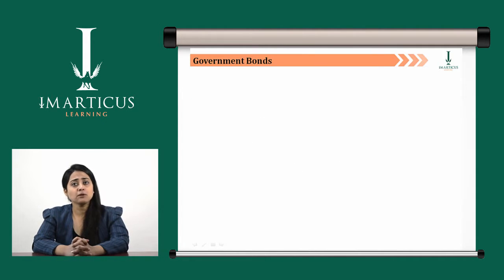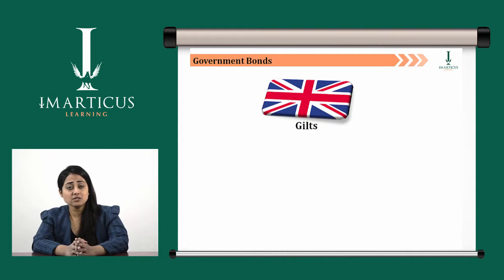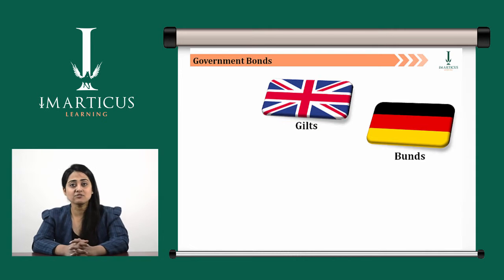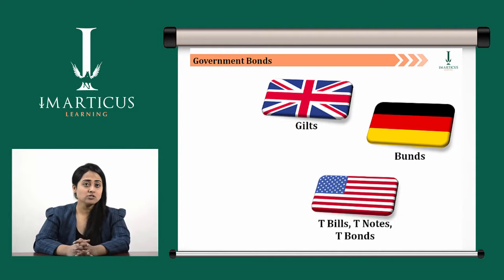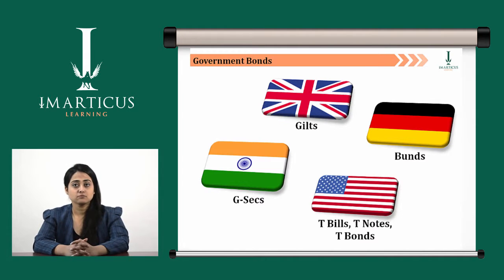Government bonds can be known by many names depending on which government issues them. For instance, UK bonds are known as gilts, German bonds are known as bunds, US bonds are classified as T-bills, T-notes and T-bonds, while Indian bonds are known as G-secs.